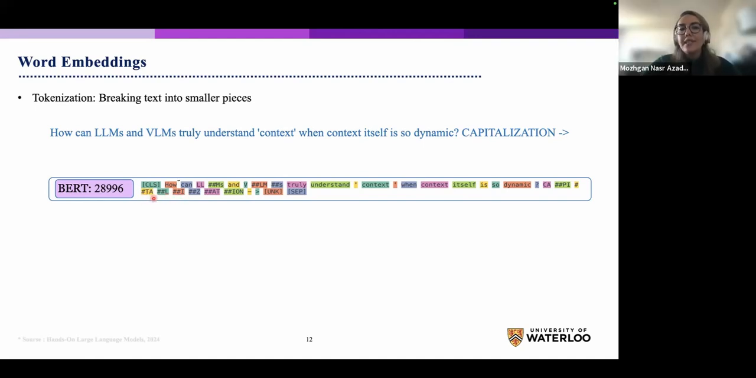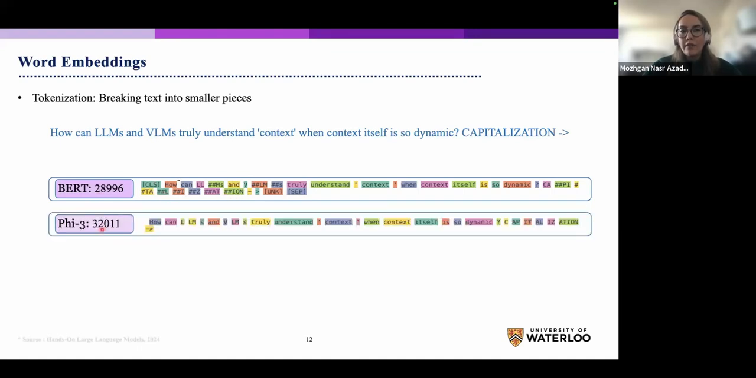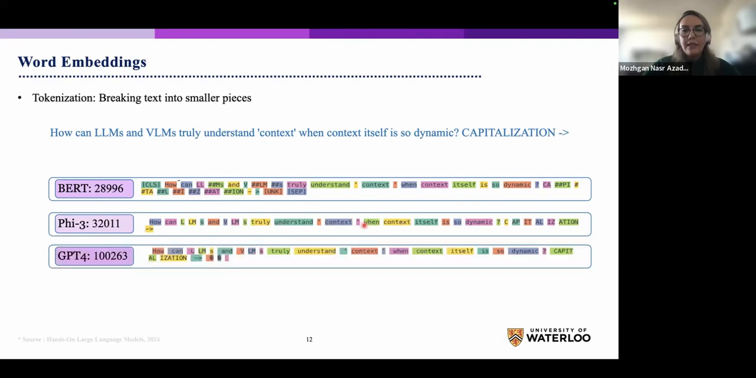As you can see, these earlier models with a low vocabulary size break this into smaller pieces. But let's see how Phi-3 from Microsoft, which has a larger vocabulary size, handles this text. As you can see, now the word capitalization has a better representation, with better token breakups. Then I also gave it to the GPT-4 tokenizer. Just remember, this is the tokenizer, not the full model, which has 100,000 vocabulary size. And you see that capitalization here is just 2 tokens.